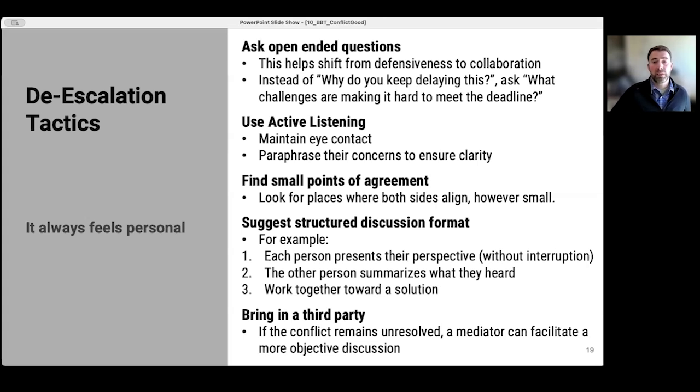Talk to people, maintain eye contact, make sure that you are paraphrasing them back. You're using active listening. Try and find points of agreement, however small. That can help with things.